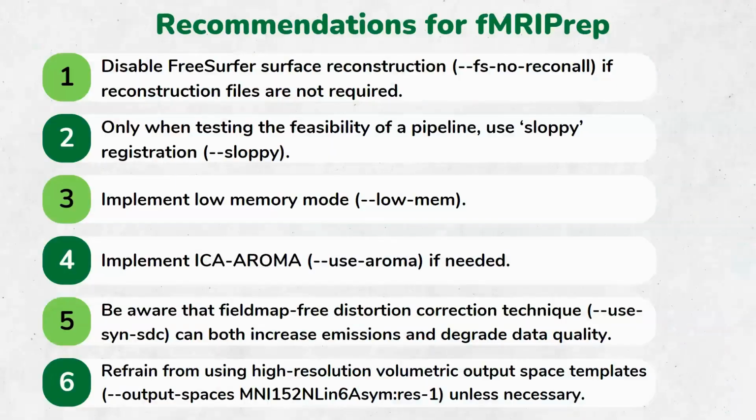And based on these findings, we're able to make 6 recommendations to people using fMRIPrep, basically saying things like, if you don't need the generated output files, turn off surface reconstruction. It's kind of a no-brainer. You can use things like low memory mode to reduce your resources with no real trade-off to the user as well. And avoid doing things like using high-resolution output data that doesn't appear to give much of a bump in performance.